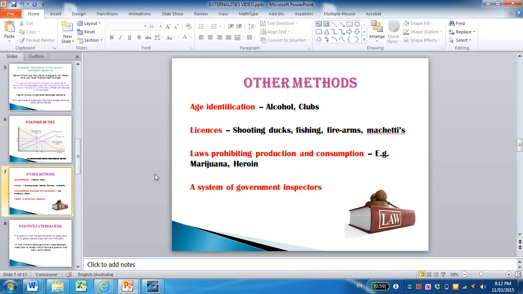Other ways that we can prevent negative externalities: age identification, licensing, laws prohibiting production and consumption. So if we assume that the efficient point of production is zero, for example for heroin or marijuana, we may completely prohibit that good or service, and therefore no producer or consumer will produce that in a free market, assuming they don't want to go to jail.